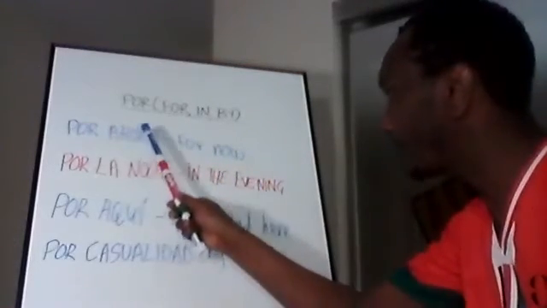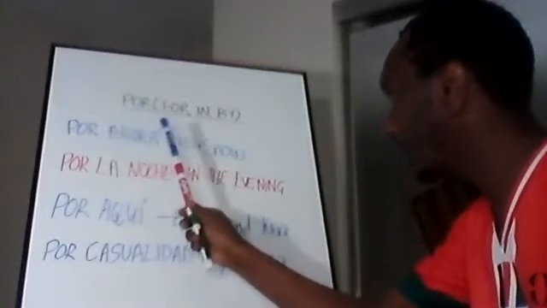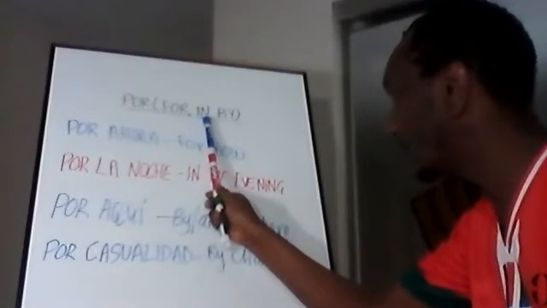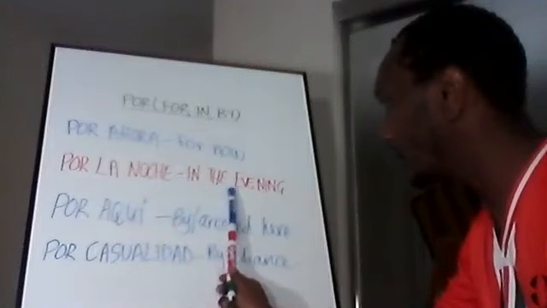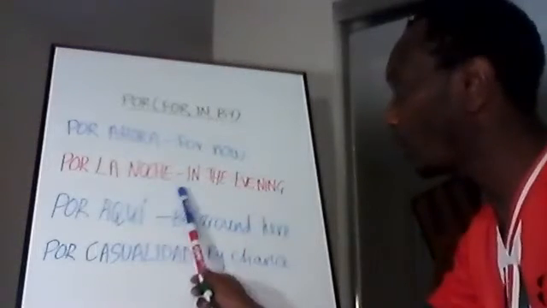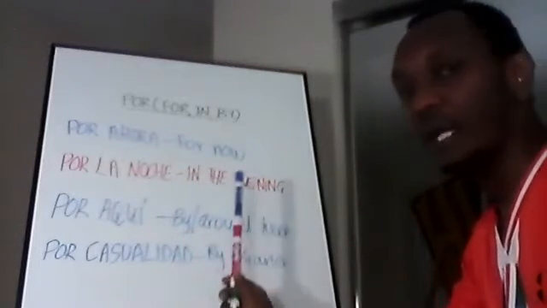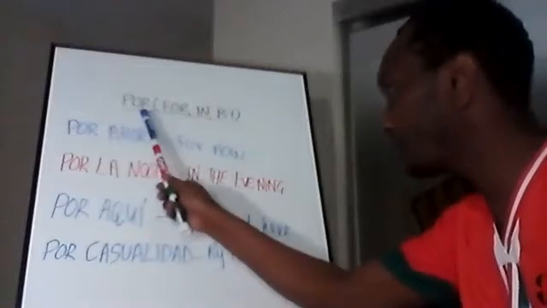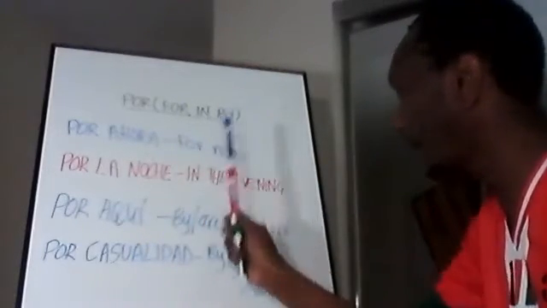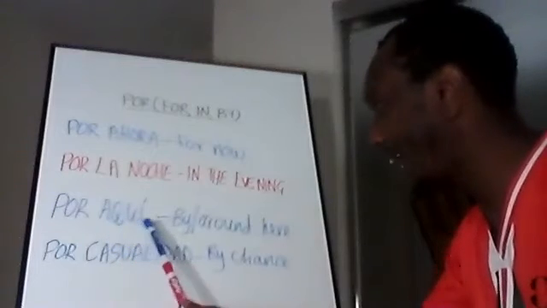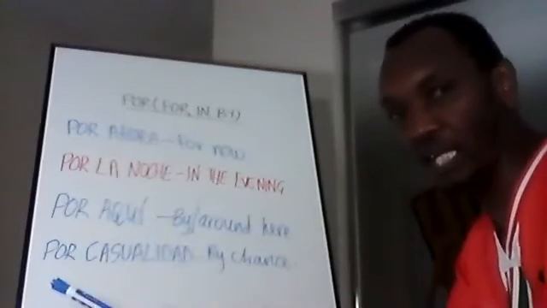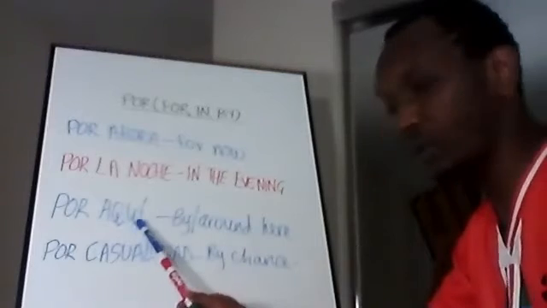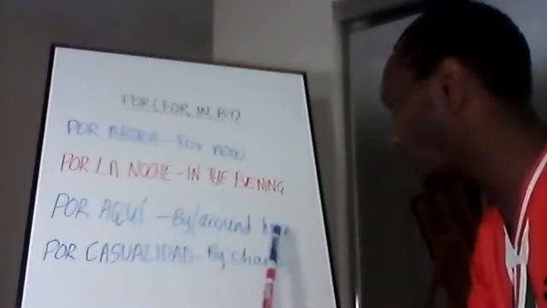The second usage of the preposition por is in. When you say por la noche, in the evening. The third use of por for this specific lesson is by. For example, por aquí means by here or around here.